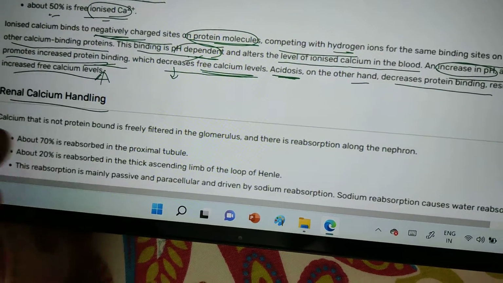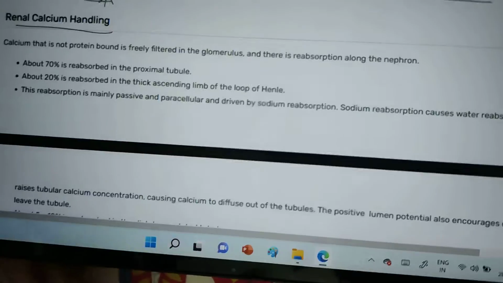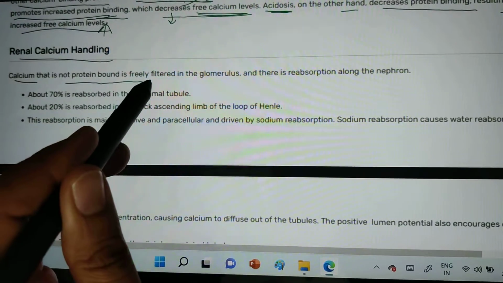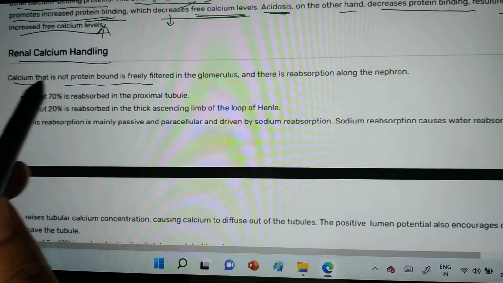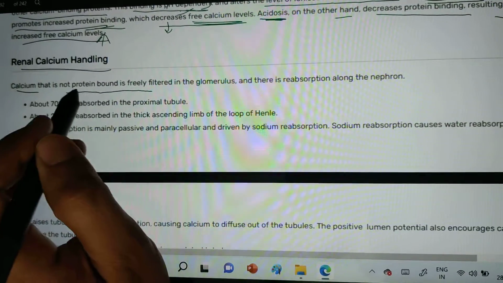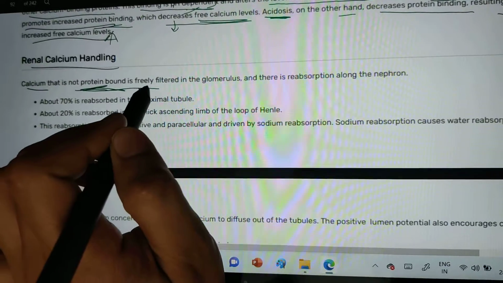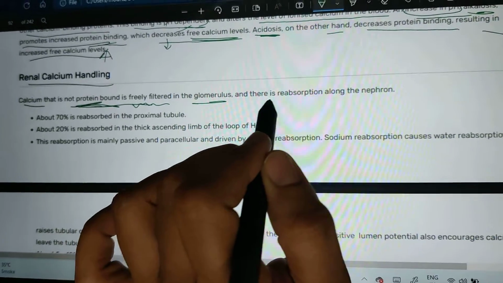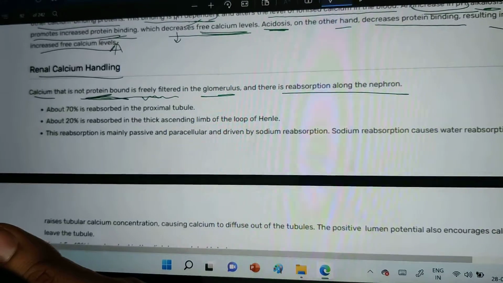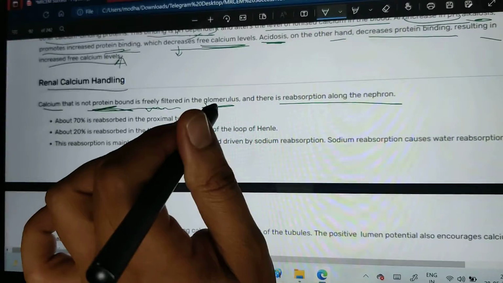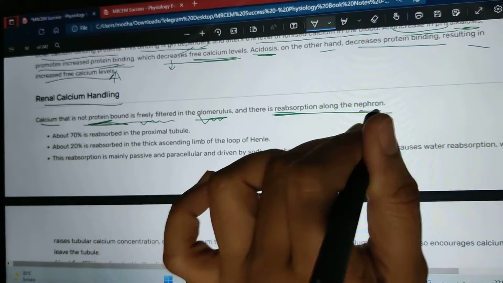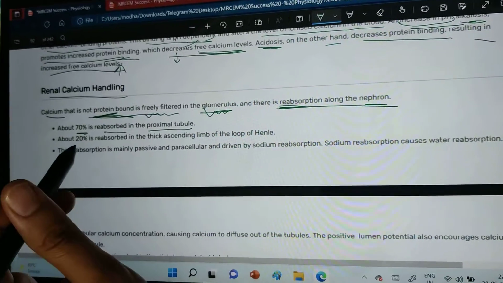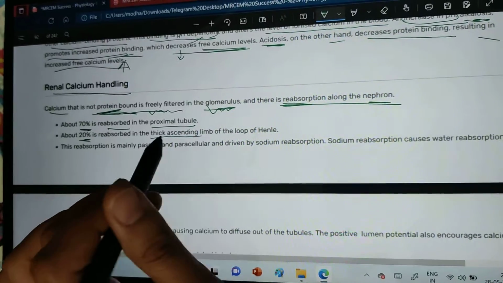Then renal calcium handling. So what happens in renal calcium handling? The calcium that is not protein bound is freely filtered in the glomerulus, and there is reabsorption along the nephron. About 70% is reabsorbed in the proximal tubule, and 20% is reabsorbed in the thick ascending limb.